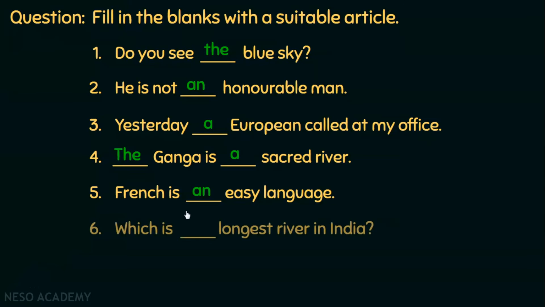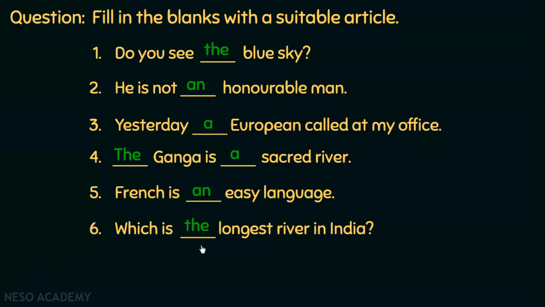The next up is, which is dash longest river in India. So the clue in this sentence is this word longest. As I have already told you, before any superlative word or before any adjective which is written in its superlative degree, you have to use the definite article. So you say, which is the longest river in India.